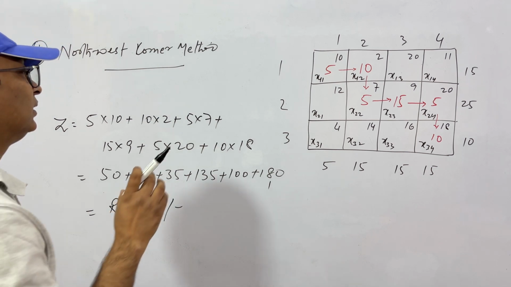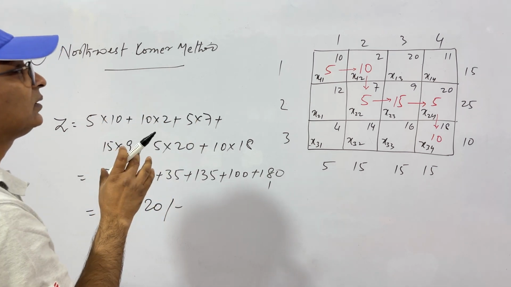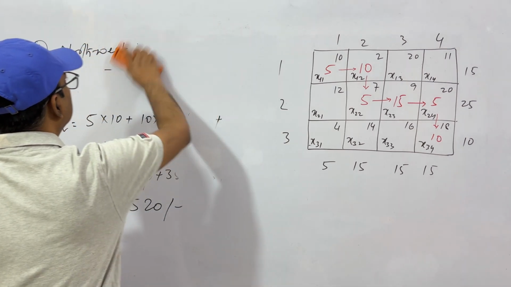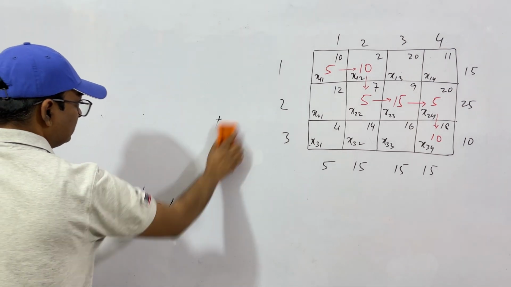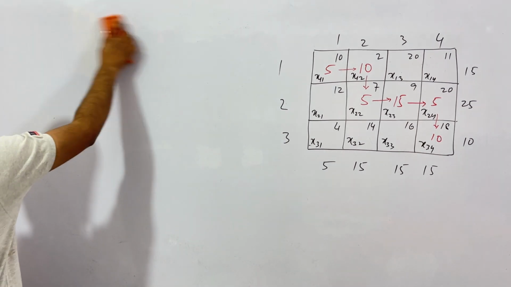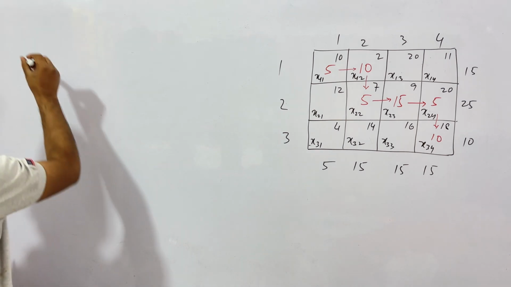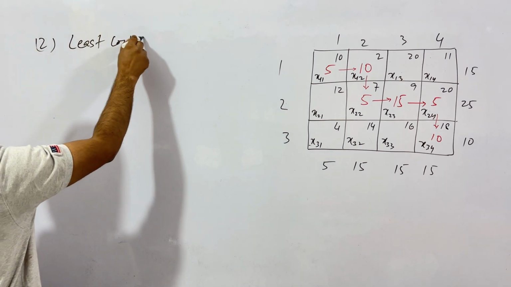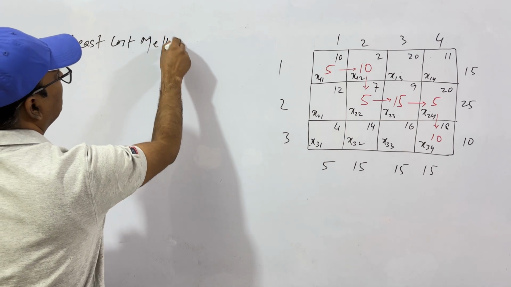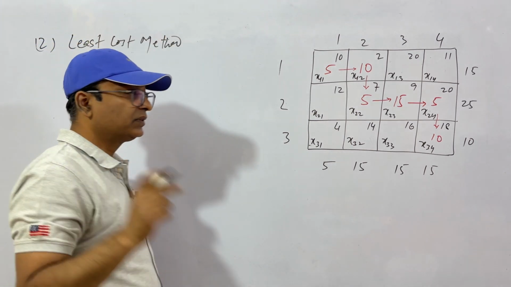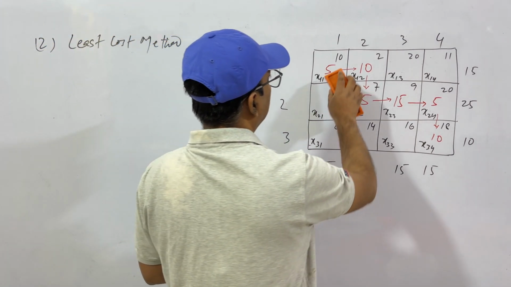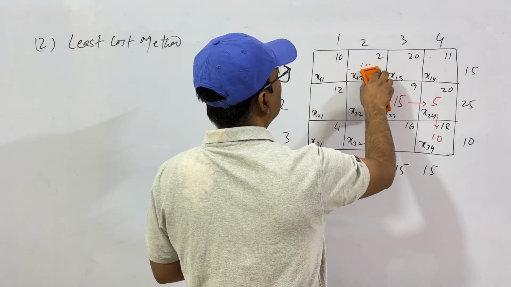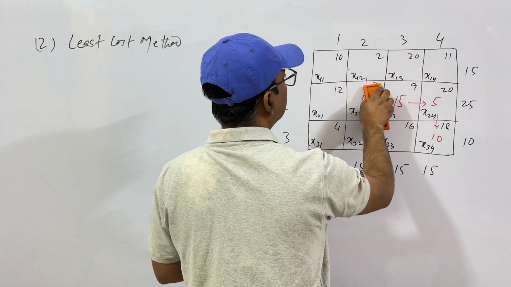How we calculate the transportation cost using the least cost method. Second one. Now let's see the same problem using the least cost method. In the first method, the cost was rupees 520. Now let's see in this method. I'm just rubbing all this because we'll be starting with a new solution.